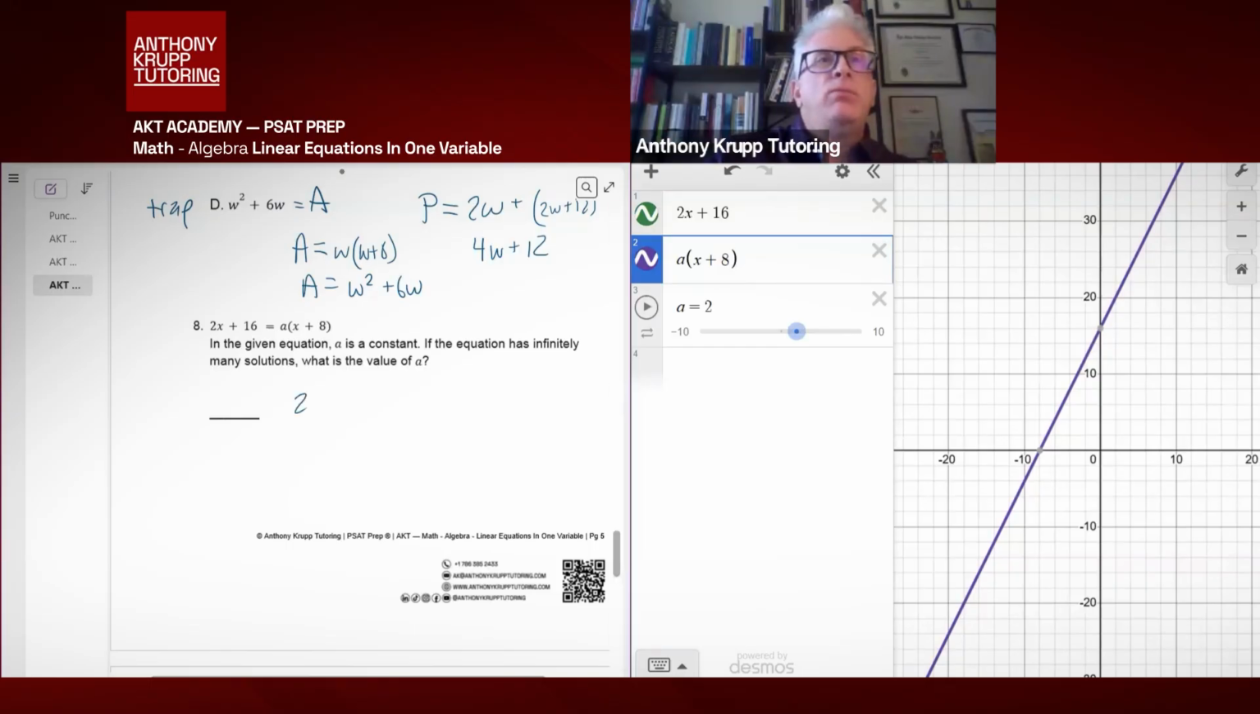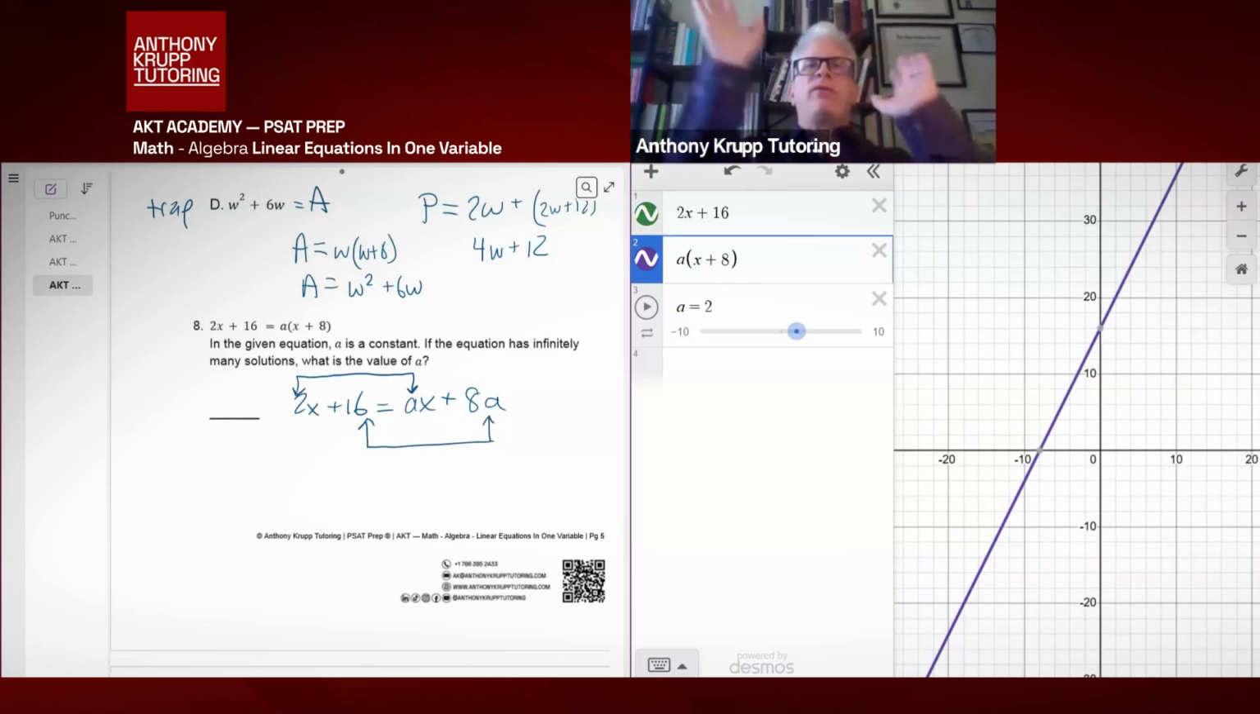If you don't prefer Desmos, that's okay. Let's just do AX plus 8A. So infinitely many means they're literally the same, which kind of low-key easily tells you, I'm pretty sure that A has to be 2, because if A is 2, then 8 times 2 is also 16. And so again, whatever for you is easiest. Paper, Desmos, doesn't matter.